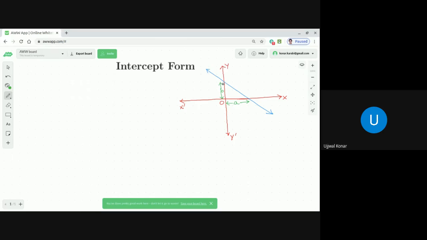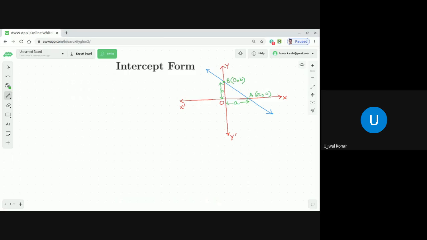So we get two pieces of information here, dear students. Suppose the straight line intersects the x-axis at the point A. In other words, the coordinates of the point A are (a, 0). And if the same straight line intersects the y-axis at the point B, then the y-intercept is b. In other words, the coordinates of the point B, the intersection of the y-axis and the straight line, are (0, b).